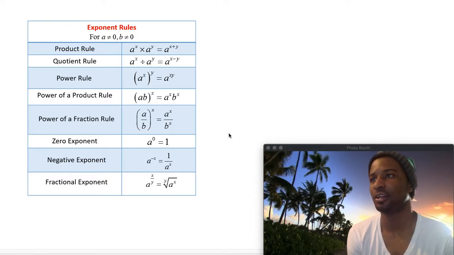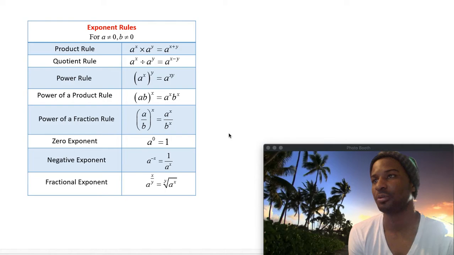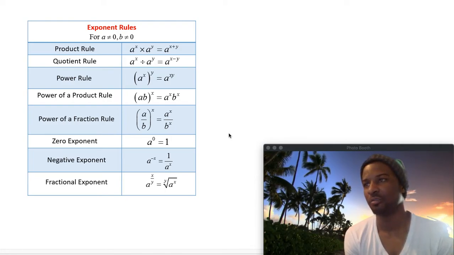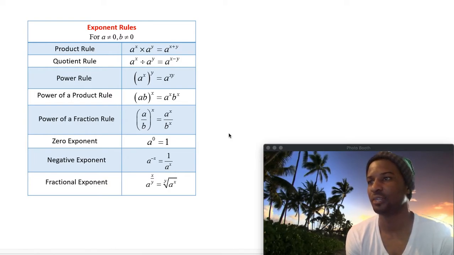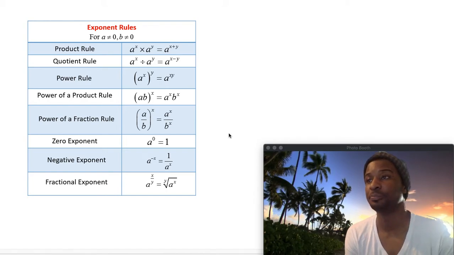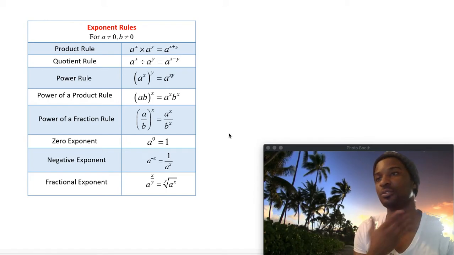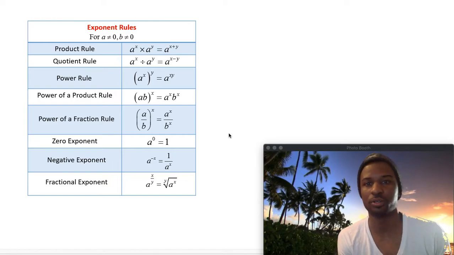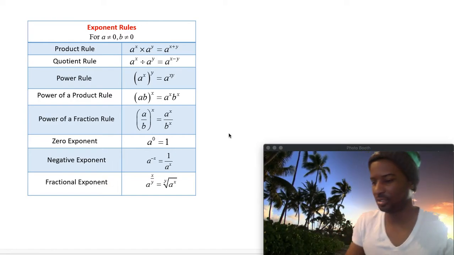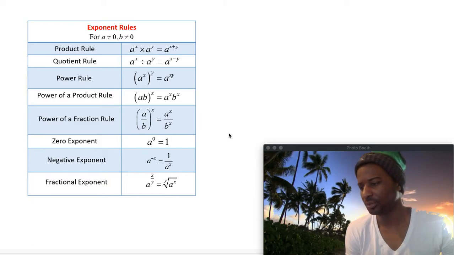The second rule that we're going to be going over today is called the quotient rule. Then you have the power rule, the power of a product rule, power of a fraction rule, zero exponent rule, negative exponent rule, fractional exponent rule. You can obviously see from what's up there the way the rules work. But what I'm going to do today is go through a couple of examples, that way you can see for yourself how some of these rules work. All right, we'll start off with the product rule.